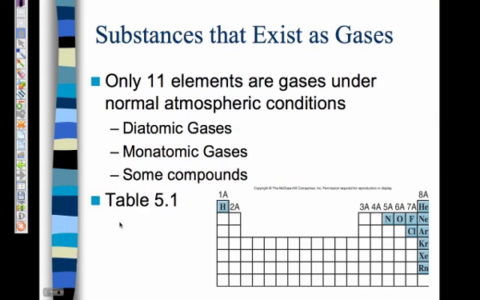So, some substances that exist as gas. There's only 11 elements that are gases under normal atmospheric pressures. If you change pressure or temperature, then you may have some other substances become gases, but the diatomic gases are nitrogen, oxygen, chlorine, and hydrogen. Monatomic gases include all the noble gases. And then there are some compounds like propane and methane that can be gases, too. Table 5.1 has more of those compounds. That's just a reference for you.